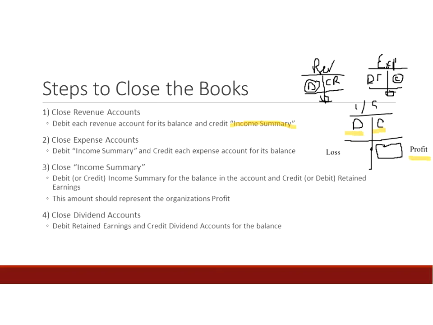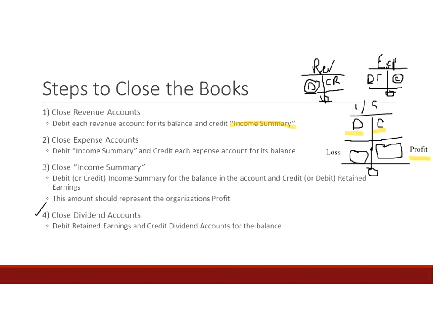And so in order for us to close income summary, we first have to tally our balance, and then we need to bring it to zero again. So we're going to include an offsetting credit or debit, depending on the type of situation that our organization is in. Okay. The last accounts we need to close are our dividend accounts.